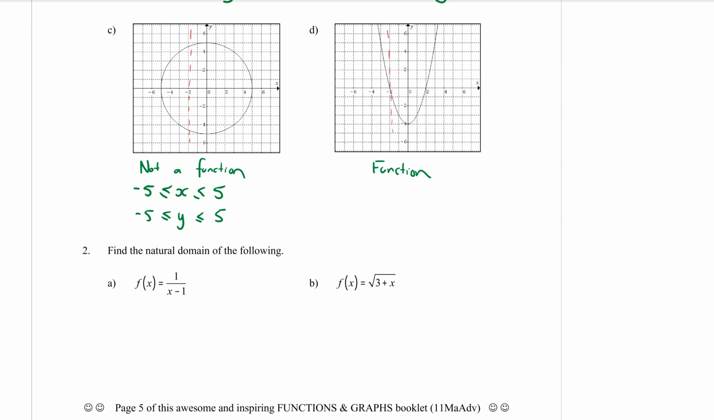Okay, domain of that function, the x values. Is there any x values that I can't have? Yes. Which ones? No. No, there is no x values that I can't have, so it's all real x.